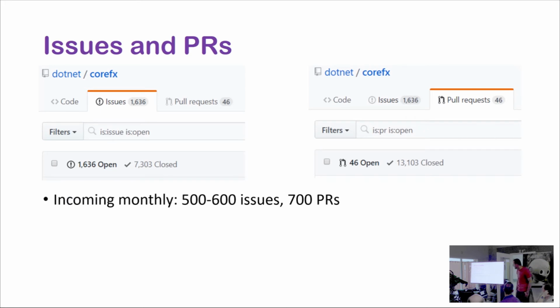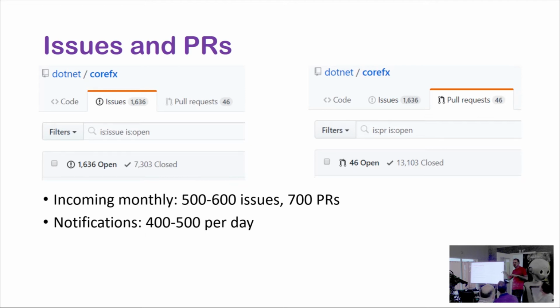This is the incoming monthly, roughly 500 to 600 issues. At least that's snapshots from the last two months, and 700 PRs. That's a lot, just numbers. And there's the notifications thingy. Once you become a collaborator, which we do actually, because that's the only way GitHub allows us to assign something to someone, and we really want to avoid duplication, working on the same thing, we assign things to people. We have to ask them to be collaborators, and they will get 400 to 500 notifications per day.